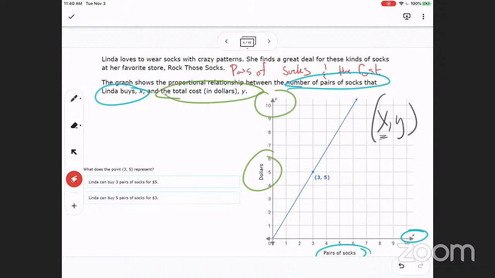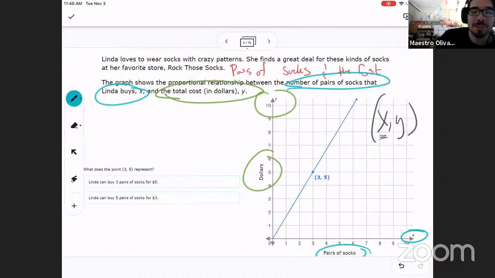Pair of socks because the first number goes to the X. Perfectly said. Thank you so much, Brian. The first number is associated with the X. And since the X is the pairs of socks, this means it's 3 pairs of socks. Thank you so much, Brian.